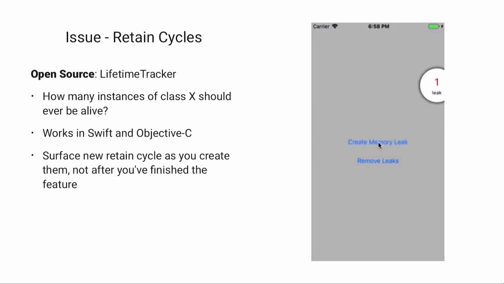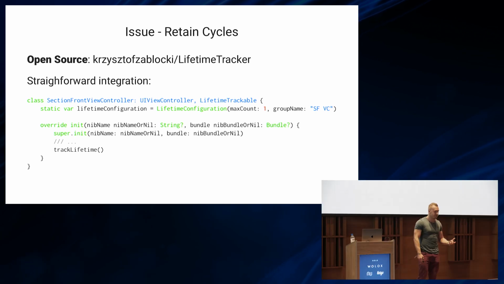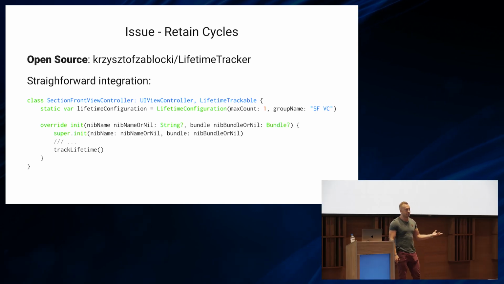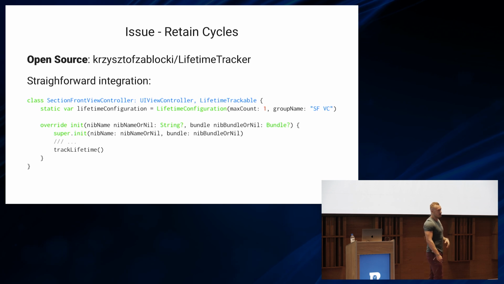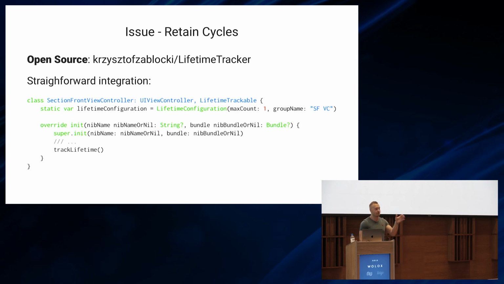So I built this simple tool called Lifetime Tracker, and the way it works is you conform to LifetimeTrackable on any object you want. It doesn't have to be a view controller. You say how many instances you can have, and then you just call lifetime. It automatically uses some runtime to register on the init and decrease the counter on deinit. And that way, as you work, you find the retain cycles as they happen, instead of a month or two months later.